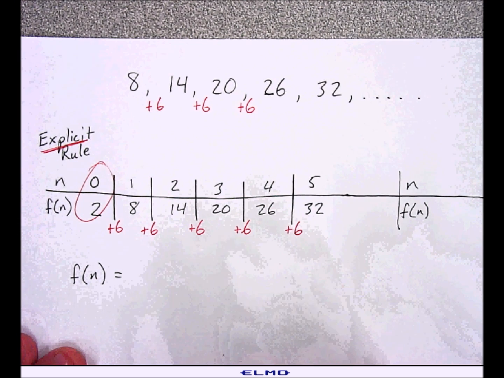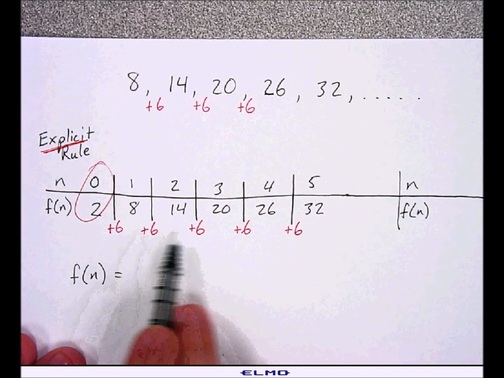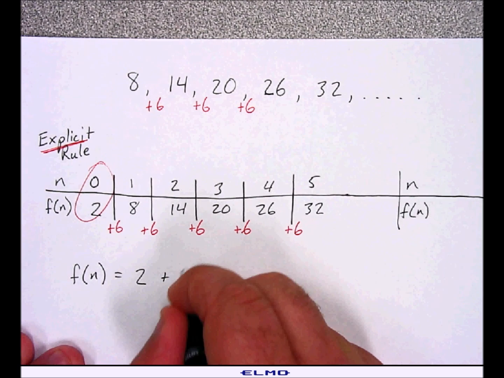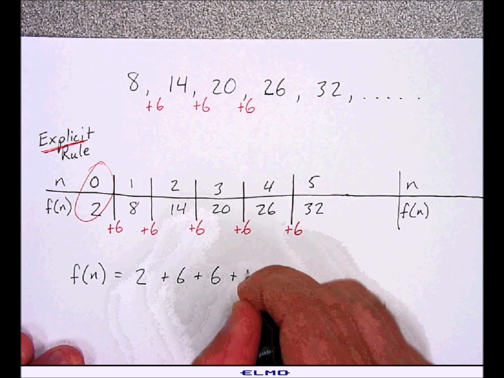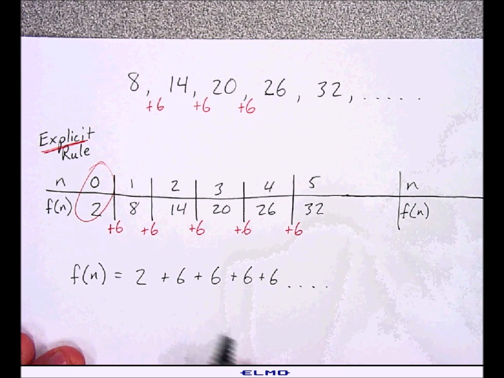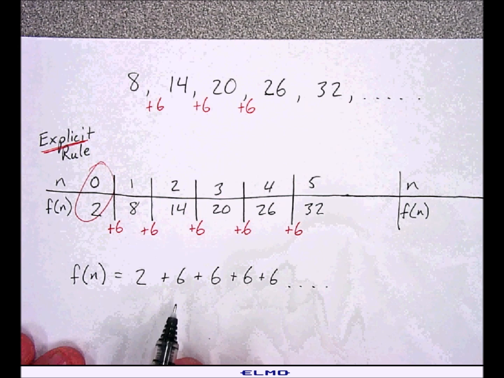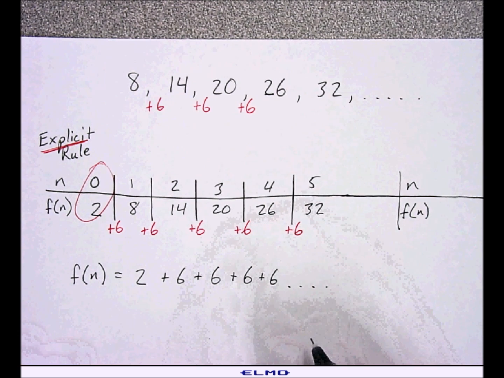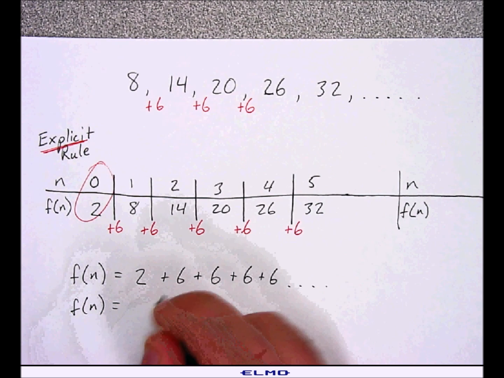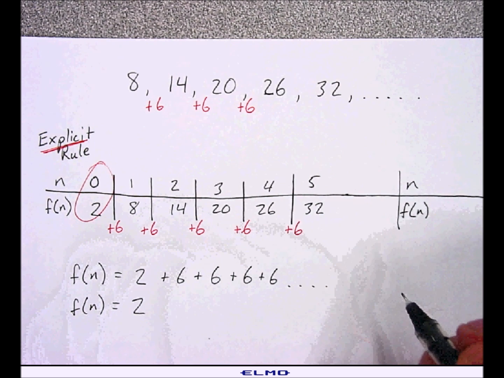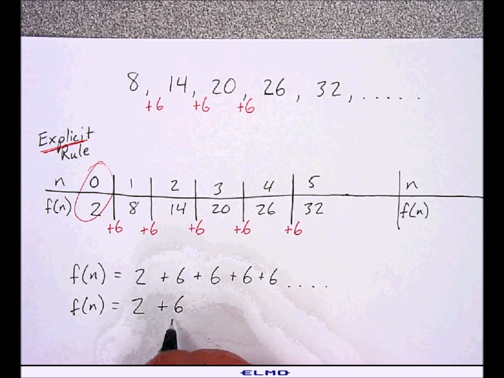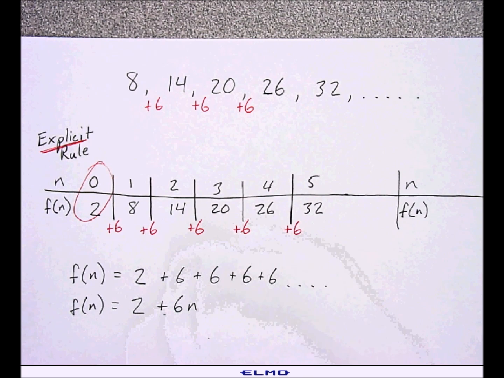So here's what I've got happening: 2 plus 6 plus 6 plus 6 plus 6. I've got 2 here plus 6 over and over and over. And when you've got repeated addition, that's really the definition of multiplication. When you repeatedly add or repeatedly subtract, that's multiplication. So I can write this a little more mathematically. I can say 2 plus 6, and the plus 6 repeats n number of times.